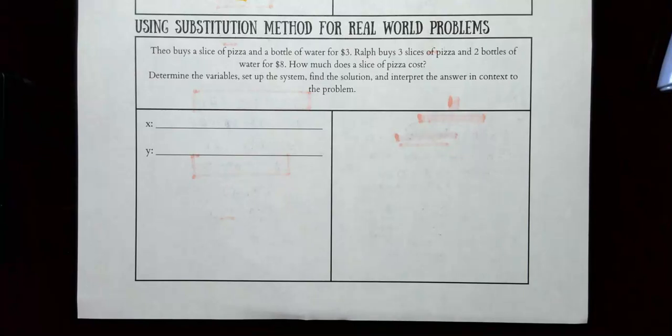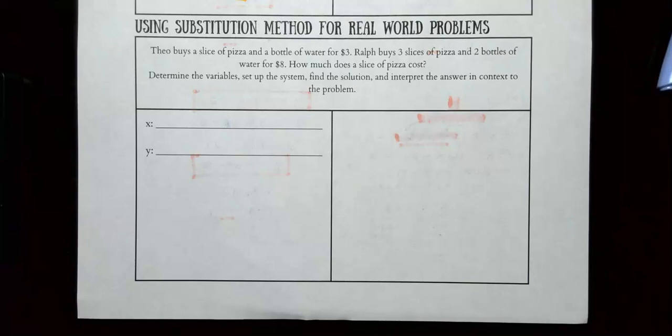It says Theo buys a slice of pizza and a bottle of water for $3. Ralph buys 3 slices of pizza and 2 bottles of water for $8. And then they're asking us, how much does one slice of pizza cost? Determine the variables, set up the system, find the solution, and interpret the answer in context to the problem. So these are the things that we're going to do here.